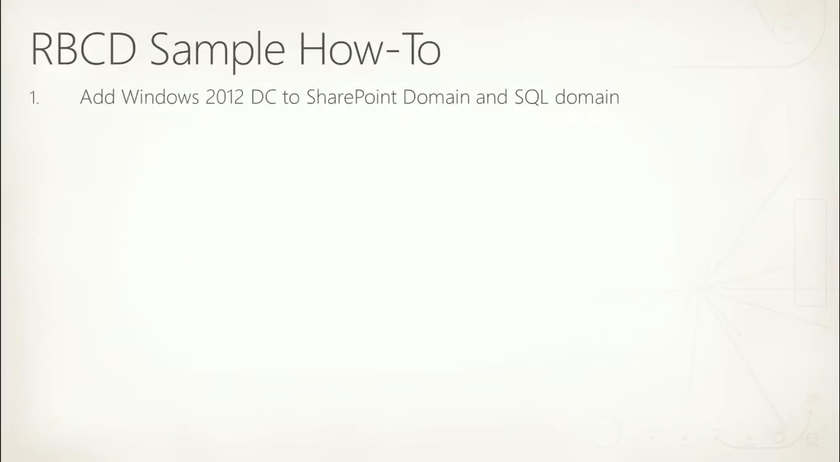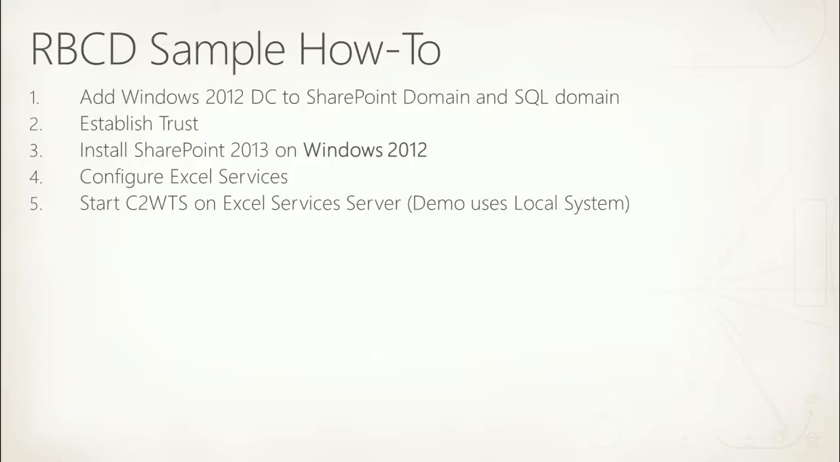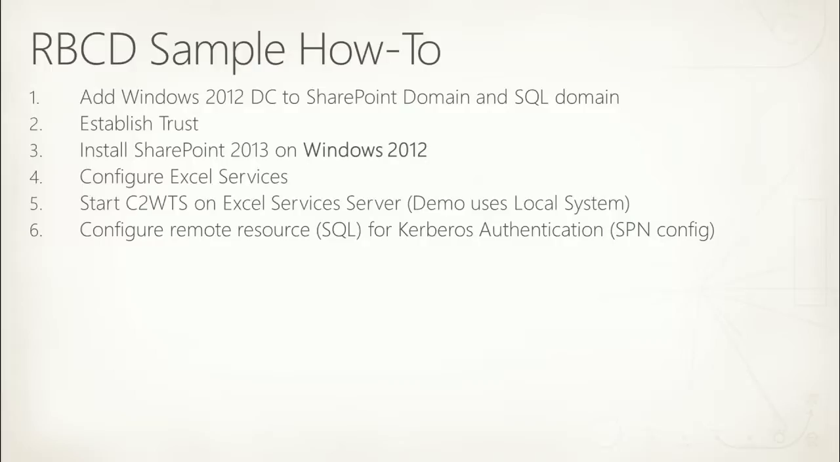So how do we set all this up? All right, so the first step is we added the Windows DCs to our SharePoint domain and the SQL domain. I established the trust. In this case, it's a two-way forest trust. I installed SharePoint 2013 on Windows 2012. That's a key point. We configured Excel services. We started the claims to Windows token service on the server. We're using local system for this demo. I configured the remote resource SQL server for Kerberos authentication. I configured a service principal name.